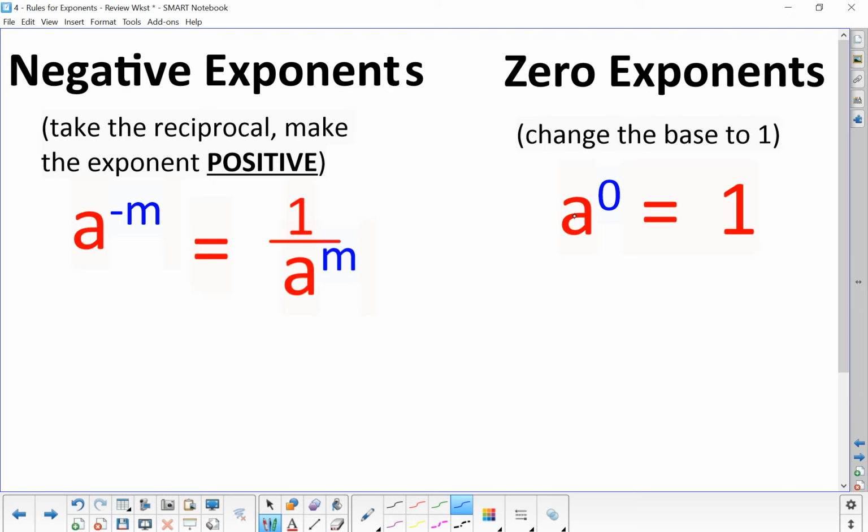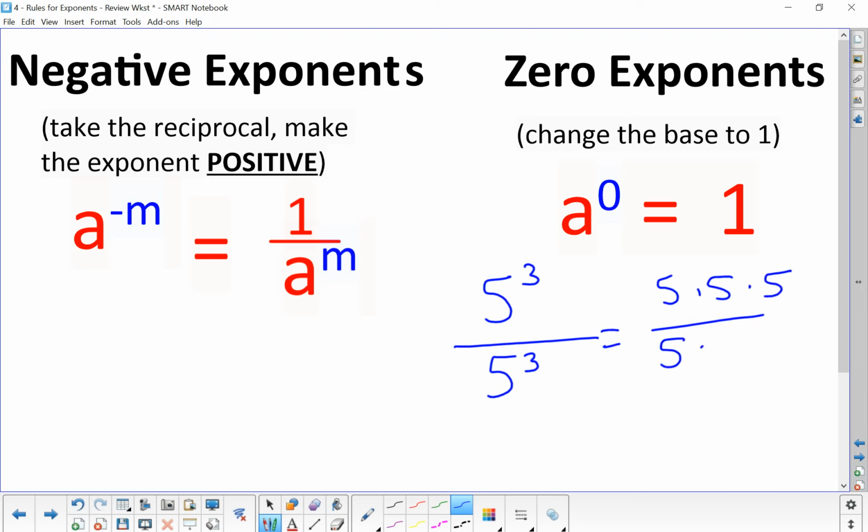Now if I have a power of 0, let's say I have 5 to the 3rd, and I want to divide that by 5 to the 3rd. That means I have 3 5s in the numerator and 3 5s in the denominator. And whenever your numerator and denominator match, they reduce to what? They don't reduce to 0. 5 over 5 reduces to 1 over 1, right? And what's 1 times 1 times 1? It's 1.